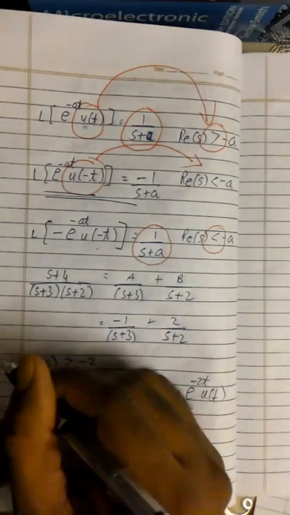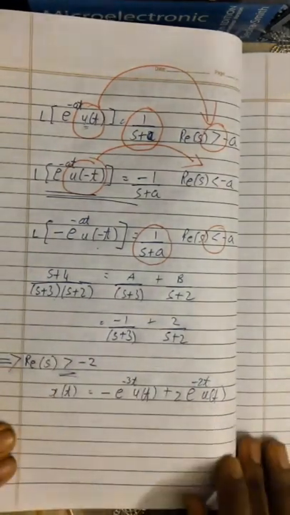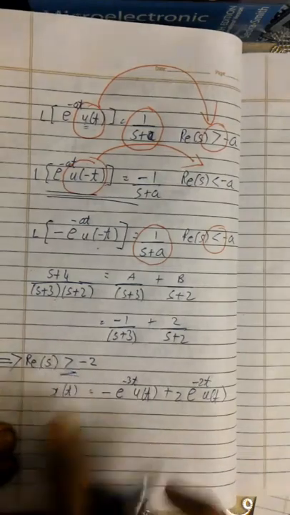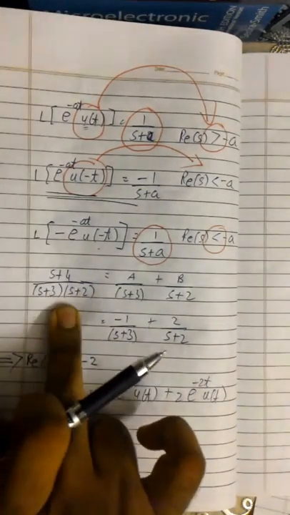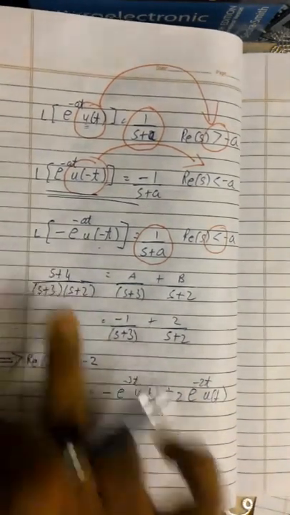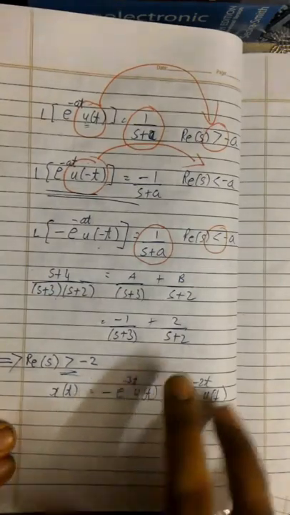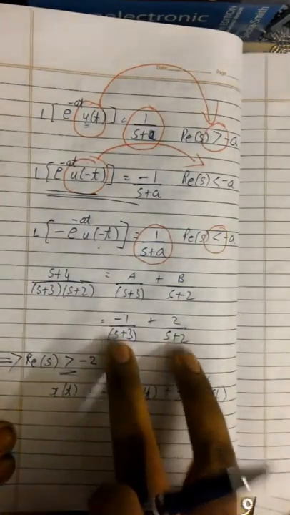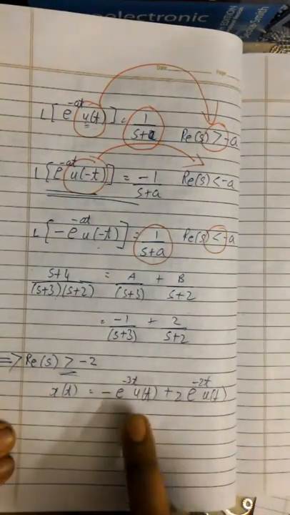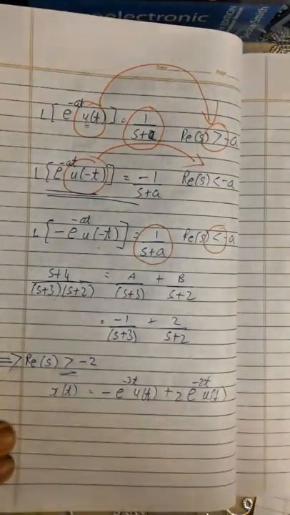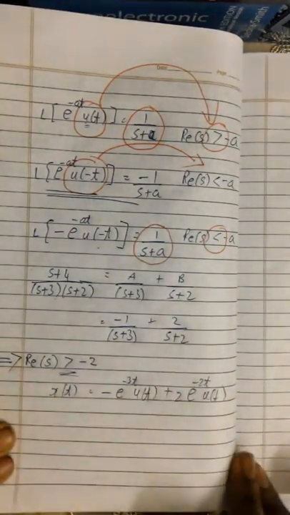Okay, this is one way they can ask the question. All right, if you see a greater than sign, immediately understand this is a right-sided signal, a causal signal. So all you need to do is simply find the inverse Laplace transform and then attach u of t along with it. That's all. Attach u of t along with it.